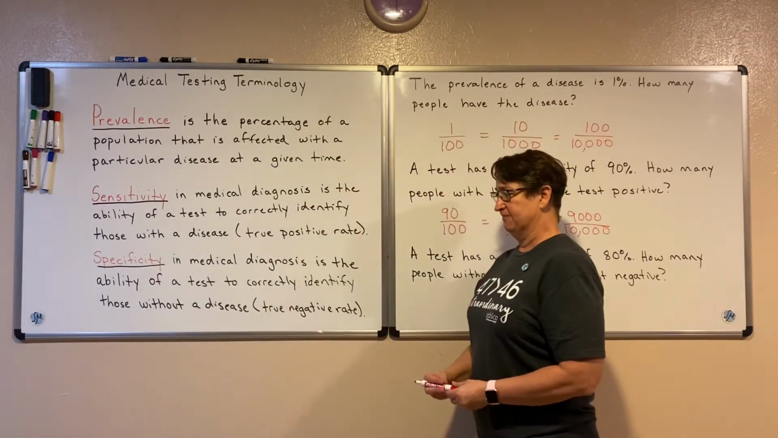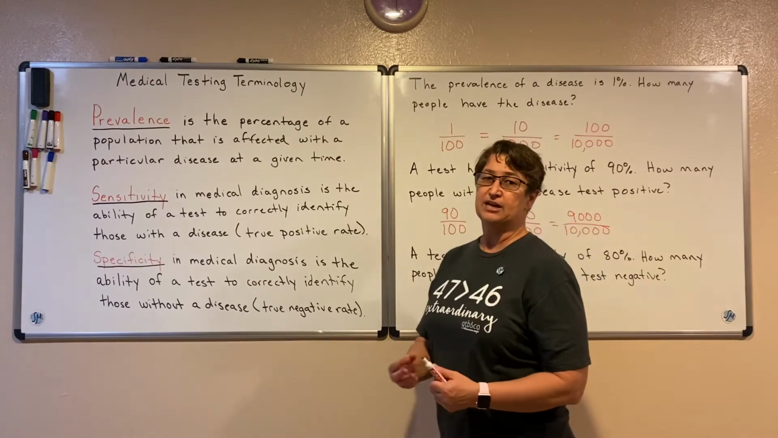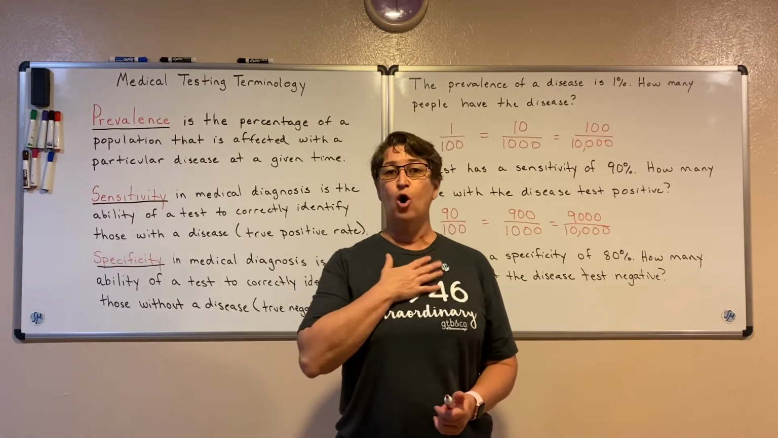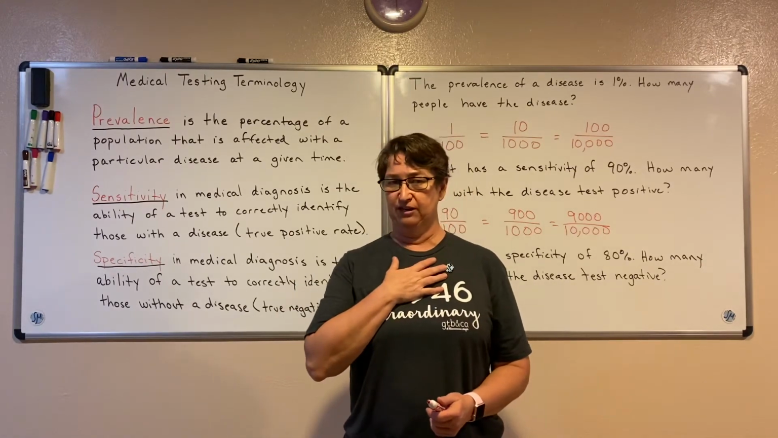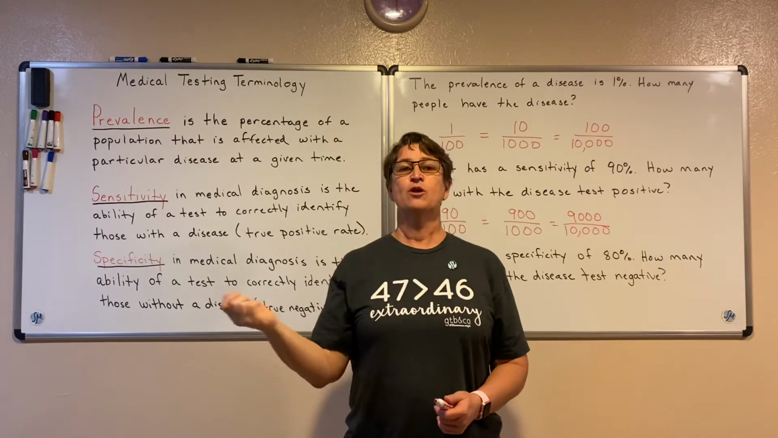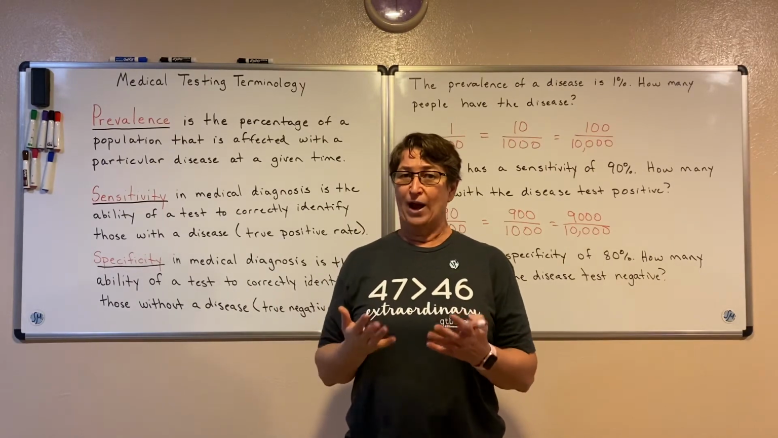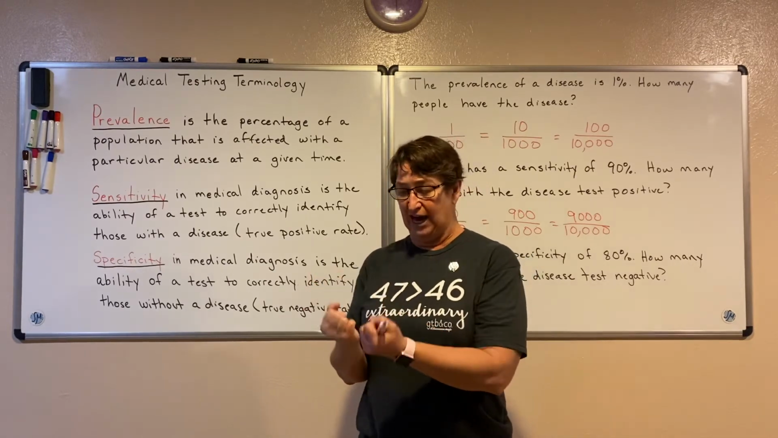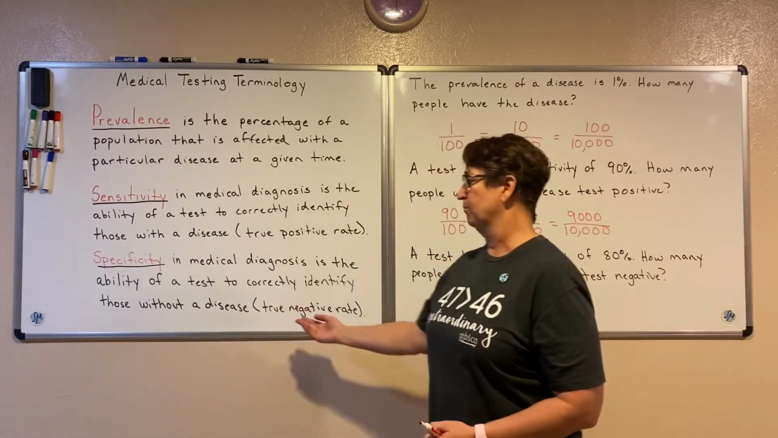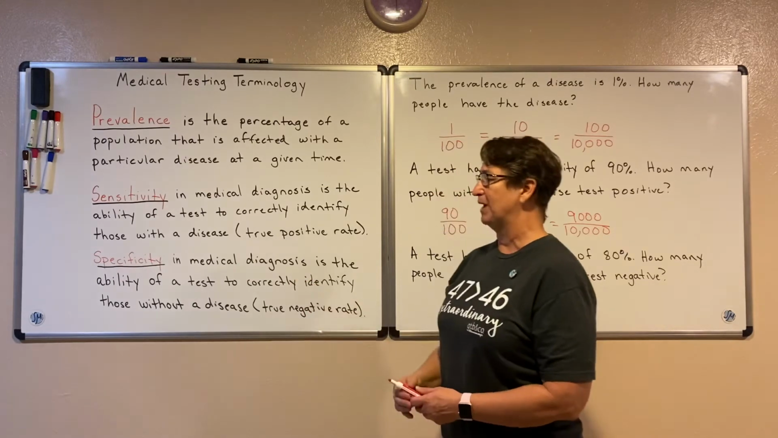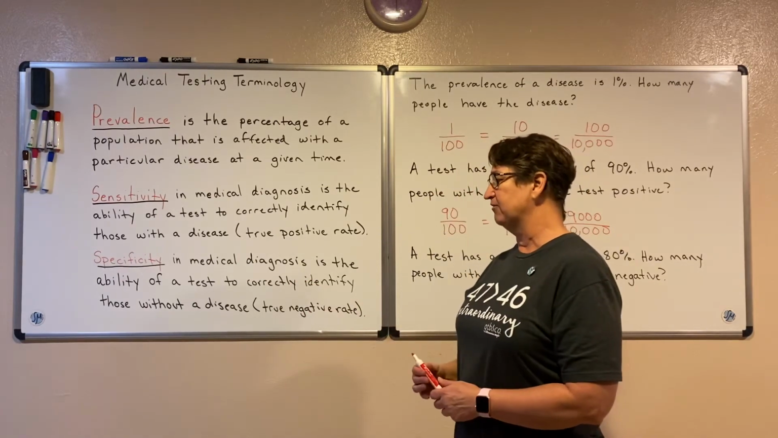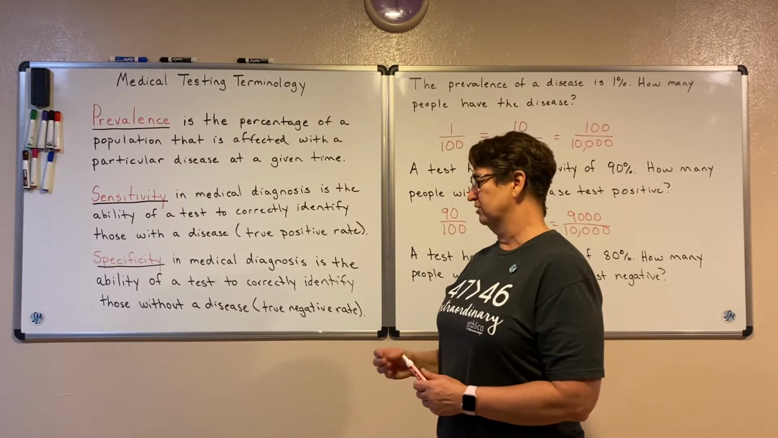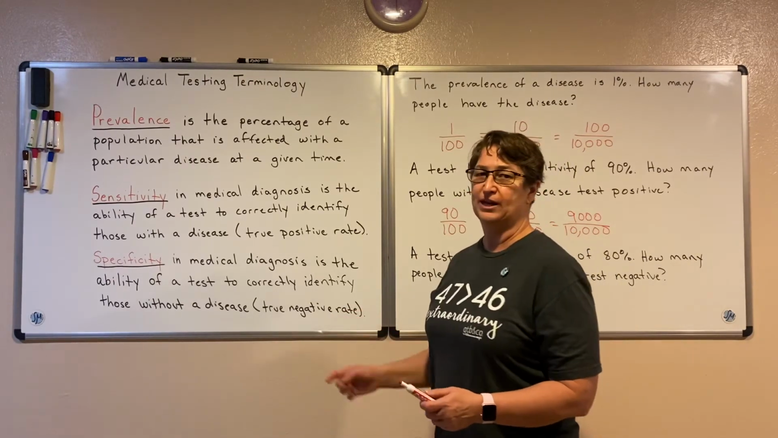Here, the specificity is the ability of the test to show a true negative. In other words, if I walk in and I do not have the disease and they swab me, what's the rate of those who actually get a negative back? If I don't have the disease, I should get a negative. Well, in medical diagnosis, the specificity is the ability of the test to correctly identify those without the disease. We call that the true negative.